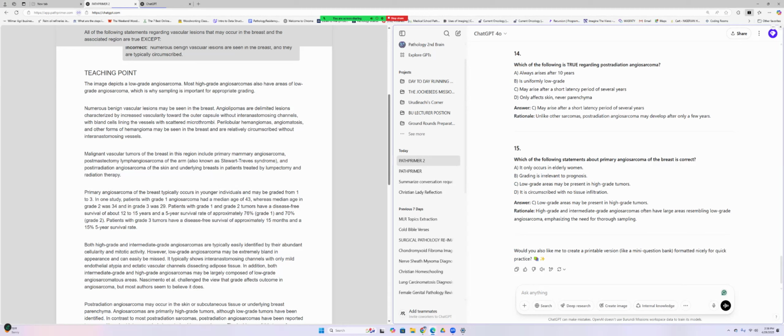Which number 15? Which of the following statements about primary angiosarcoma of the breast is correct? It occurs in elderly women. C. Low grade may coexist with high grade, so sampling is important. The low-grade areas will be present coexisting with high-grade and intermediate-grade areas, so there's need for thorough sampling. In angiosarcoma, if you see low-grade areas, you want to grade it, grade 1, 2, 3. Sample it thoroughly, because if there's grade 3, the survival rate is low. So angiosarcoma is a very bad disease. Wow.